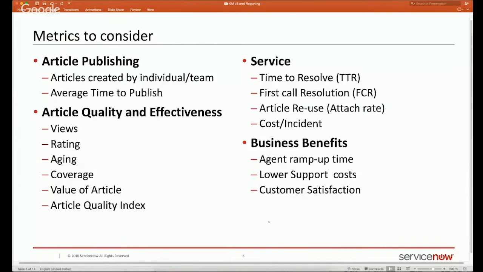The business benefits are a little more hard to measure, but they become more relevant towards the later stages of the maturity of a program. These are things that you want to get out of your knowledge management program. Agent ramp up time. So if somebody new joins the team, how long do they need to ramp up to be able to support effectively? And the better the knowledge base, the less that they have to learn from their peers, and the quicker the ramp up time is. Lower support cost. Obviously, if you're able to solve incidents or cases faster using the knowledge base, then you are solving more incidents. You're lowering your support costs. Same team can handle more incidents.